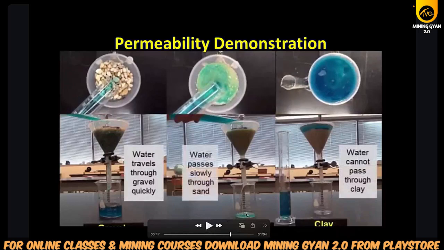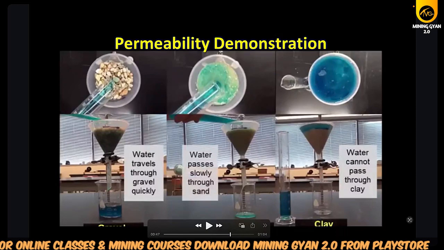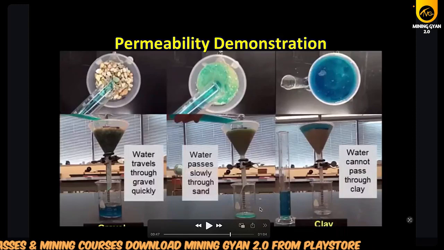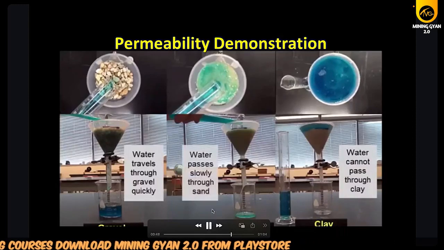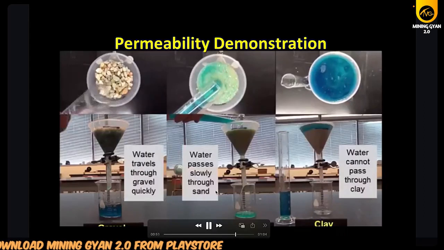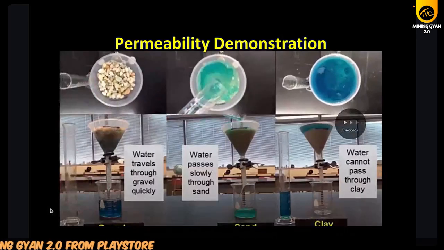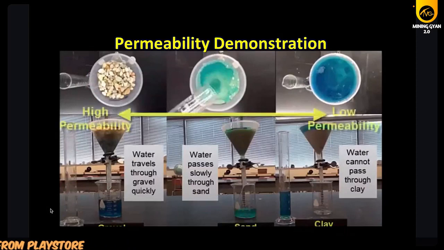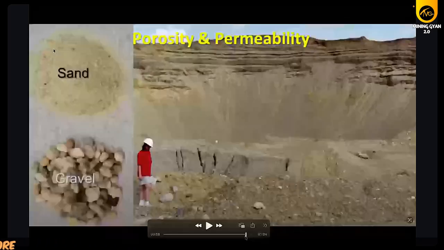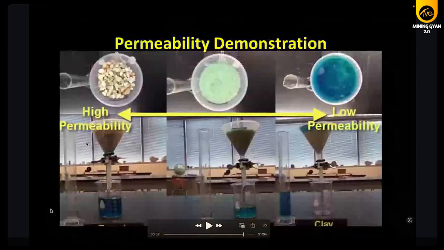In the second, the water passes slowly through the sand. The third example is clay, where the water can't pass, or it will take time to pass through the clay. So permeability is very low in the case of clay. Permeability is very high in the case of gravels, but very low in clay. So you can see high permeability in the gravels and low permeability in the clay.